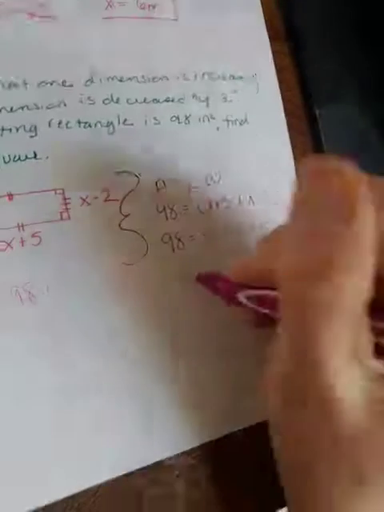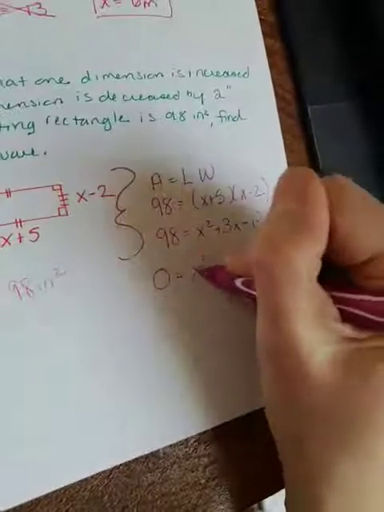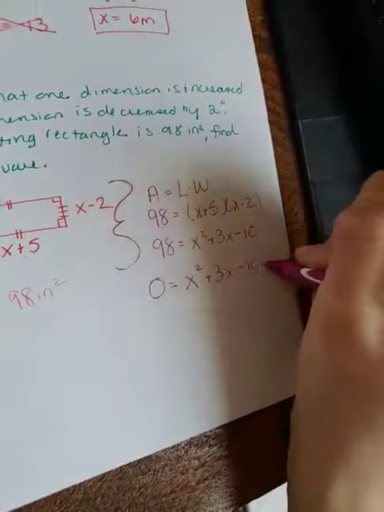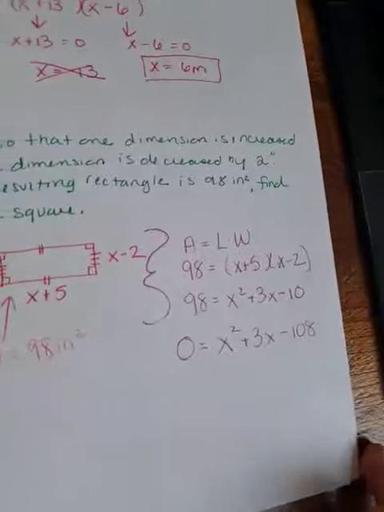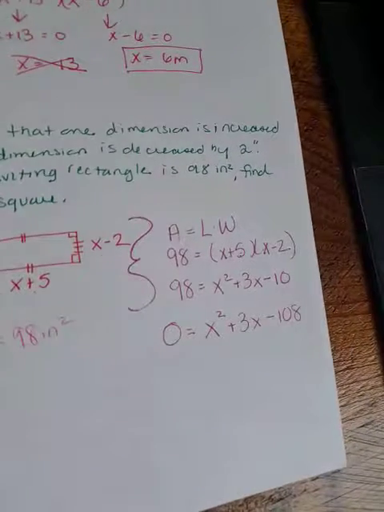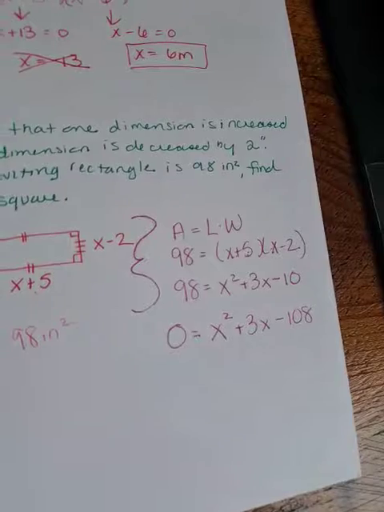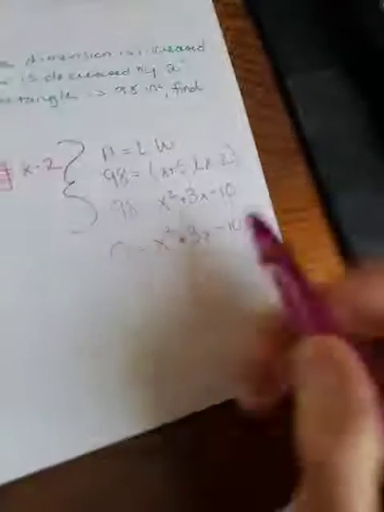Just like in the last problem, you want to get everything to one side. So you're going to subtract 98 from both sides. You're going to end up with a negative 108 right there. So again, you could do the quadratic formula. You could do completing the square. You could try to factor. You could not do the square root approach because you have that middle term.